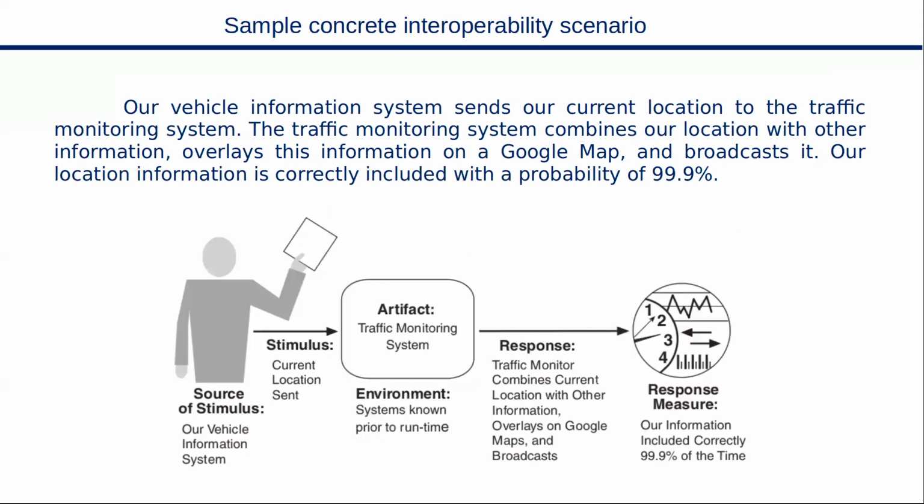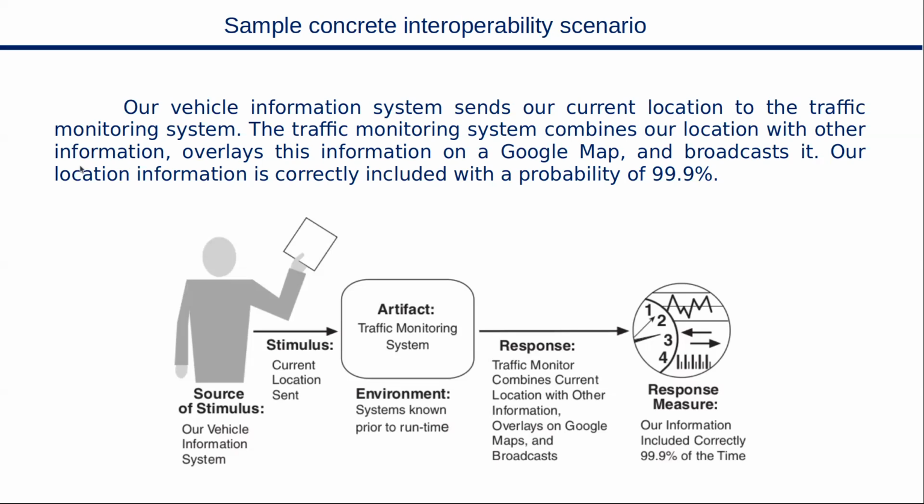Here is a sample of a concrete interoperability scenario. For example, let's say our vehicle information system sends our current location to the traffic monitor system. The traffic monitor system combines our location with other information, overlays this information on a Google map, and broadcasts it. Our location information is correctly included with probability of 99.9%. This is the input that we have.